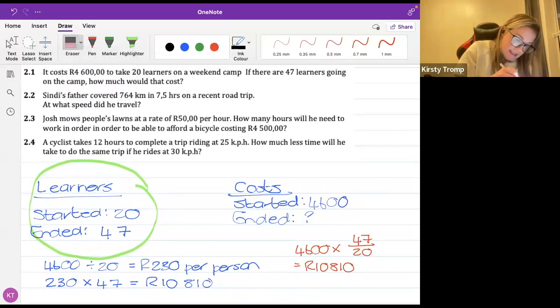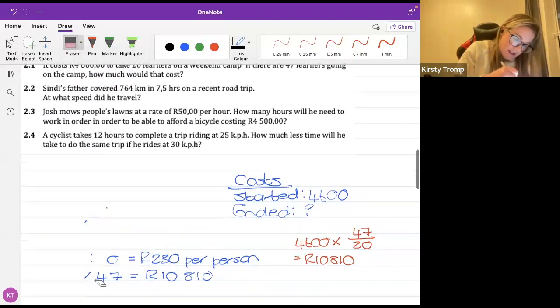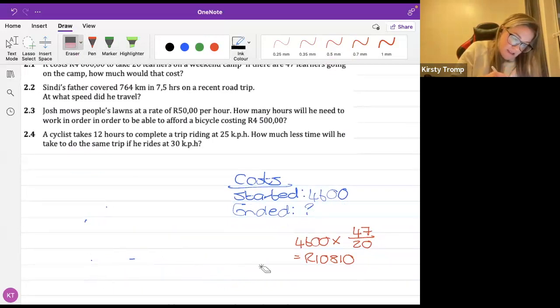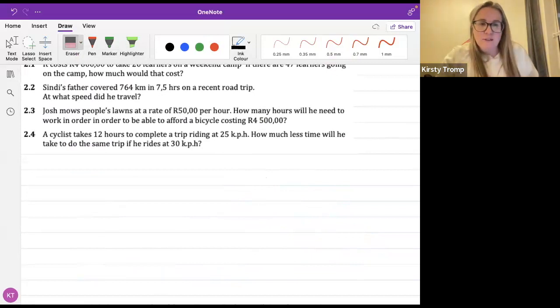Okay, so we're looking at Cindy's father. Cindy's father is covering 764 kilometers in 7.5 hours on a recent road trip. At what speed did she travel? Right, I need somebody to give me the formula for speed. Nandi, I see your hand is up. Are you giving me the formula for speed, Nandi?